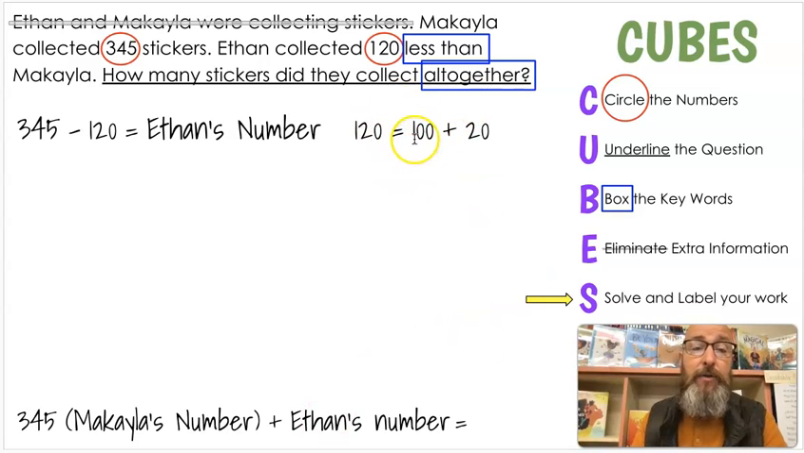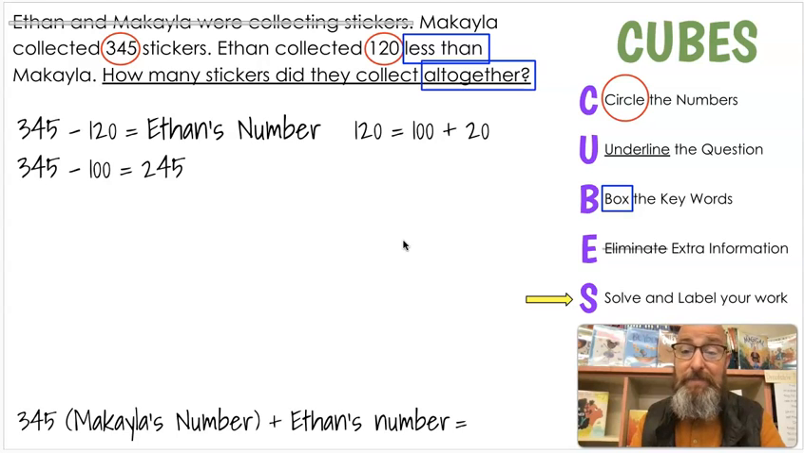I'm going to break up 120. The subtrahend is going to get broken up. And I'm going to subtract 100 first. So 345 minus 100, just the hundreds place. What is it? 245. Now I'm going to subtract the tens place. What's in the tens place? 20, that's right. So 245, which is where I left off, minus 20.